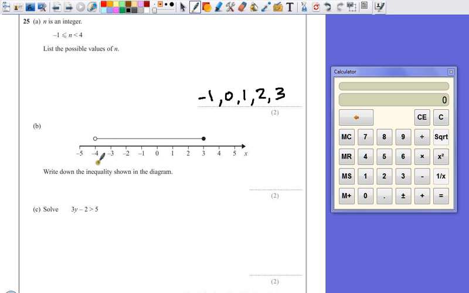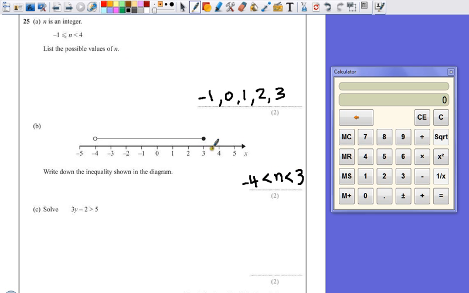Now part B says write down the inequality shown in the diagram. Well, you've got an example here of how it can be written. So we look at the smallest number, which is -4. I'm going to miss off equal signs because there's something we need to explain in a moment. N, because n is our integer, which is less than 3. So use the examples you're given just to give you the format. With smallest number, biggest number.